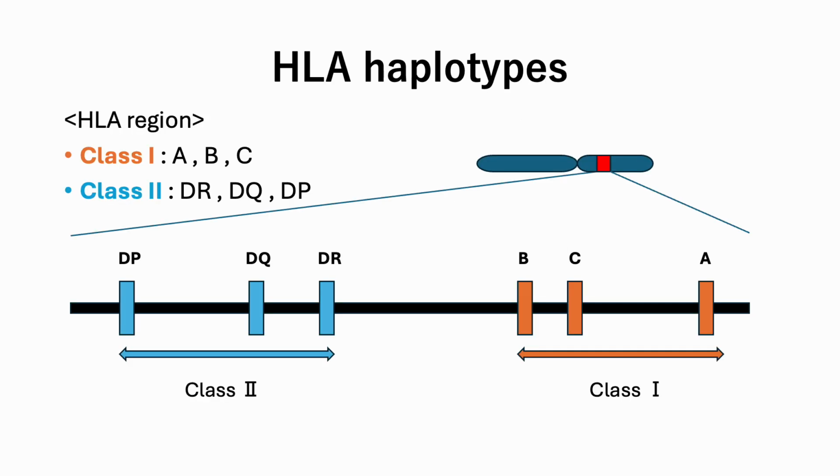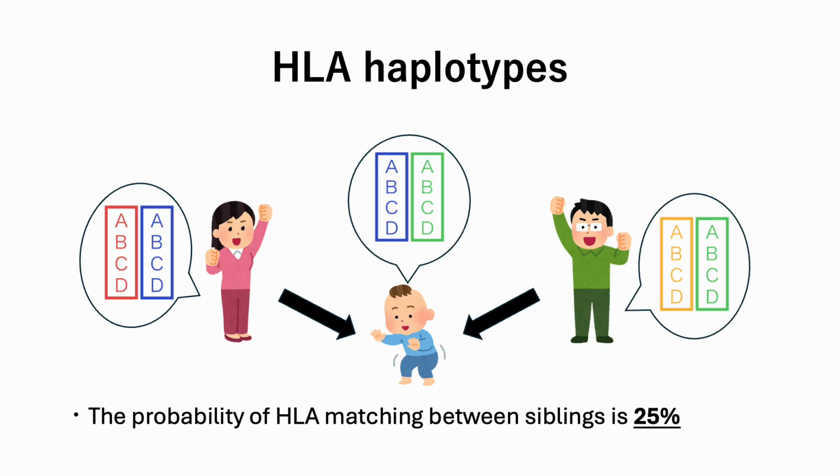Regarding HLA haplotypes, the HLA genes are divided into class 1 and class 2, and haplotypes are formed by combinations of these genes. A person inherits one set of haplotypes from their father and another from their mother, so each individual carries two sets. The probability of HLA matching between siblings is 25%.